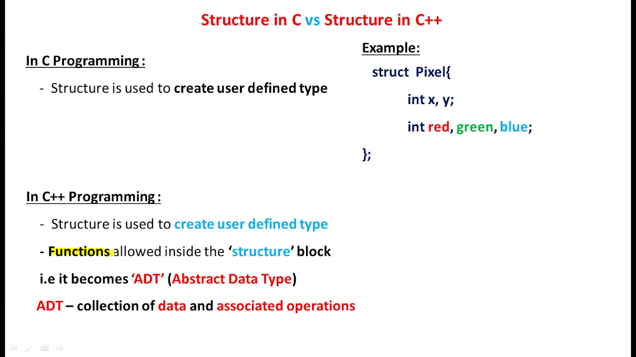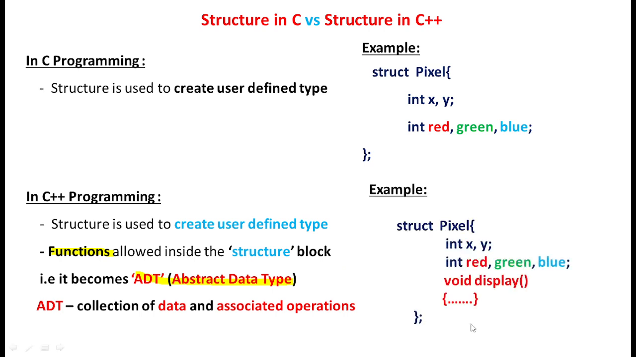Functions are allowed inside the structure block. So for the structure or user defined data type you are creating, the associated operations can also be included in the same structure scope. That means an abstract data type. So the data type you create using a structure comes with its associated operations in the same collection. In the C++ programming language, the structure has this additional characteristic of behaving as an abstract data type. That's what you can find in our C++ structure programming element.